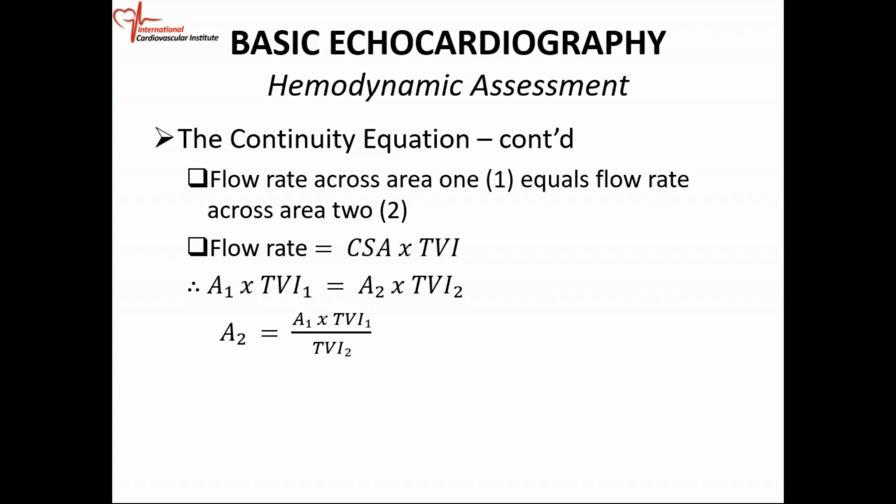What's going to be different, however, is the velocity. The velocity is going to be different. So if we use that concept, say for instance, this is the flow across the aortic valve, and this is the flow across the LVOT. They're going to be the same because the same amount of blood that flows across the left ventricular outflow tract is going to be the same amount of blood that's flowing past the aortic valve.